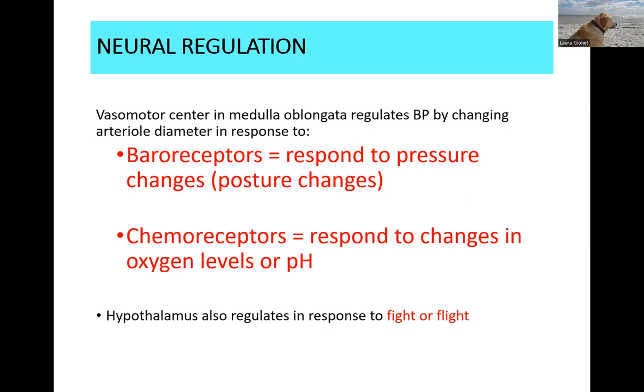Okay, so neuroregulation. The vasomotor center in the medulla oblongata regulates blood pressure by changing the arterial diameter using the sympathetic nervous system, as I just described. We have the baroreceptors and the chemoreceptors in those aortic and carotid body areas. The baroreceptors respond to changes in pressure, often postural changes and activity. Chemoreceptors respond to changes in oxygen levels or pH. So we're monitoring pressure and appropriate oxygenation of blood as we circulate it peripherally as well as to the brain. The hypothalamus also regulates in response to fight or flight, initiating the sympathetic nervous system.